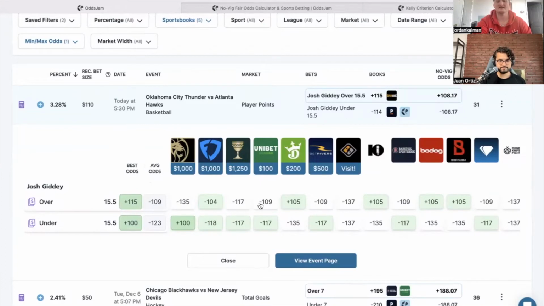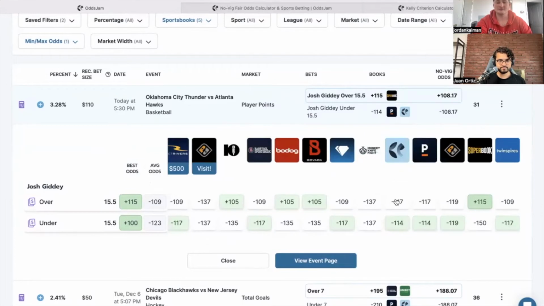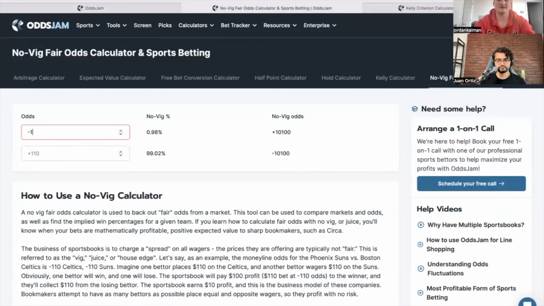Which is why I like to do it my way, which is I like to base everything off of Pinnacle's line. I find that Pinnacle is the sharpest sportsbook. I think everyone kind of agrees on that. So what I like to do is take Pinnacle's lines. I take the minus 117 and the minus 114, and I plug it into the no-vig fair odds calculator. I'll take both sides right here. The minus 117 has a 50.3% chance of hitting. That's without any vig, and without vig, it's actually minus 101.21.